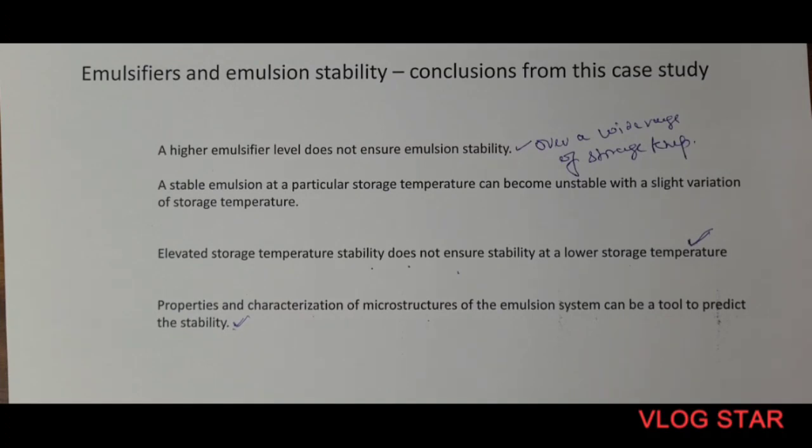What happened, right? So when you do your product development and find your more stable emulsion, you have to characterize it fully: all the microstructures, rheological parameters, the conductivity, the pH, and the variation in pH on storage. You have to characterize everything fully, so that you don't get surprises in the market when the product is launched.